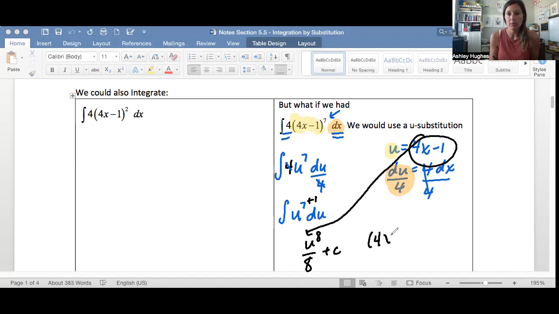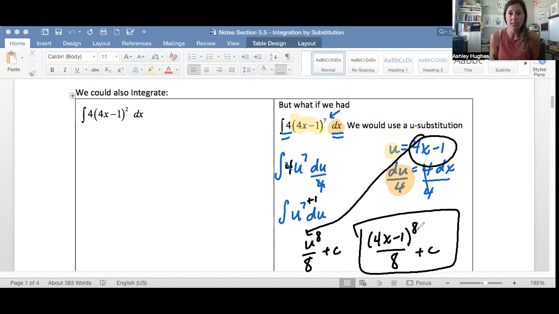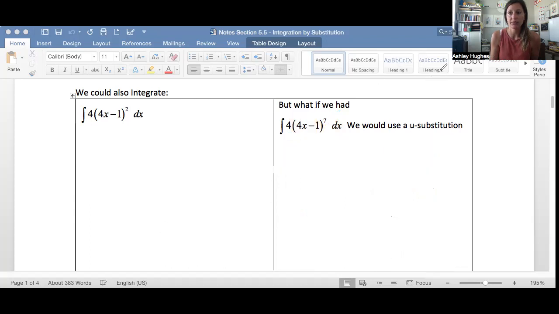U is (4x minus 1) to the 8th over 8 plus c. We can check it out and see, does it work? If I take the derivative of this, do I get this? And you would, because the 8 pulls down, so you get 8 over 8, (4x minus 1) to the 7th multiplied by the derivative of the inside, which is 4. And so this is what we get, and it matches.